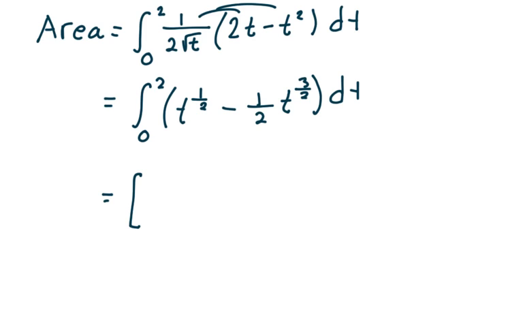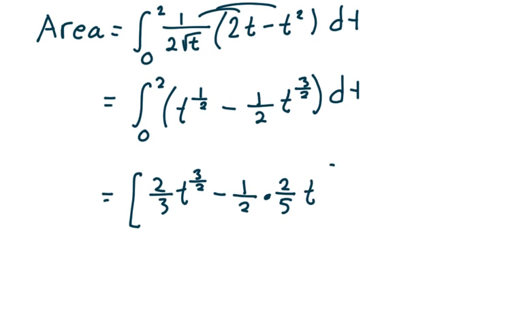So this is going to be 2/3 t to the 3/2. That's the function whose derivative is t to the 1/2. Minus 1/2 times. If I take 3/2 and add 1, I get 5/2. So this is 2/5 t to the 5/2, right? 2/5 t to the 5/2 is the function whose derivative is t to the 3/2. And I'm going to evaluate from 0 up to 2.